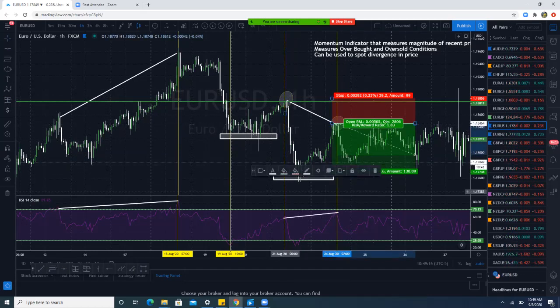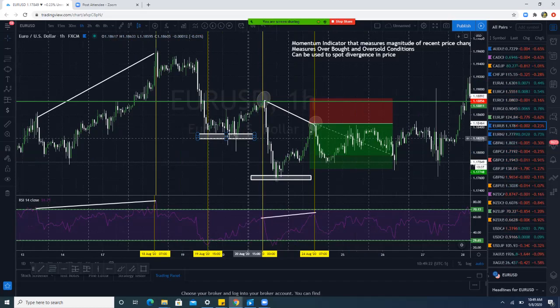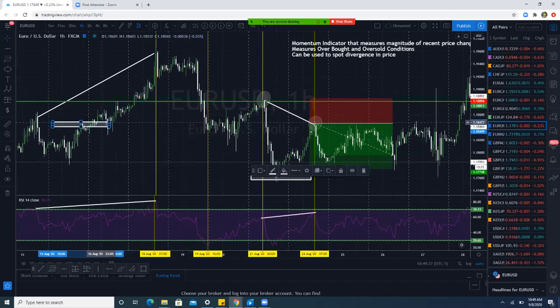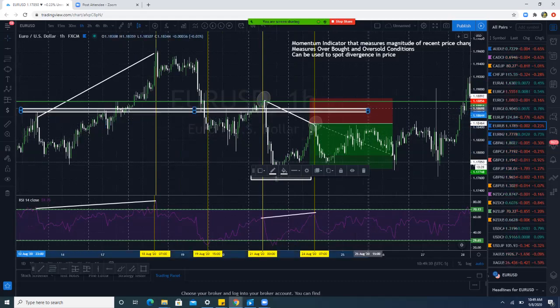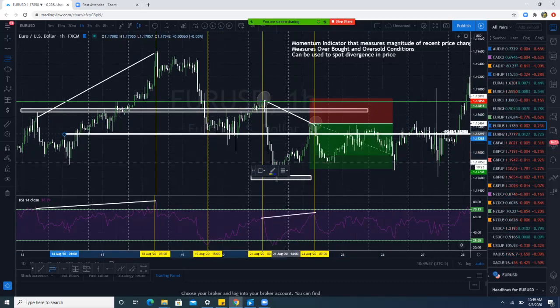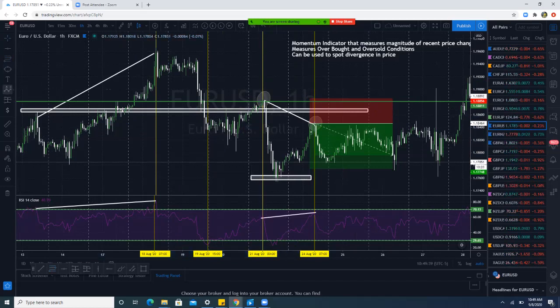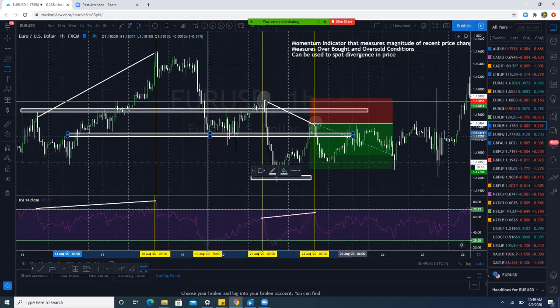Something like that. Other things that I would use with divergence, I would use price levels. So I see that this is a price level here. And if I stretch this over, this is a price level. So if price reaches either one of those levels, then those are areas where I can actually trade the market. You want to use some other form of confluence.